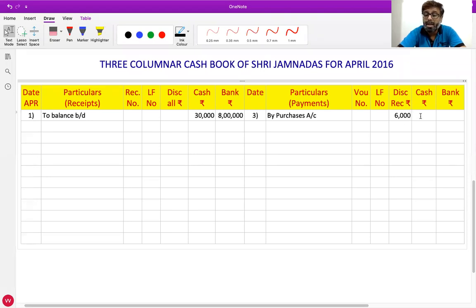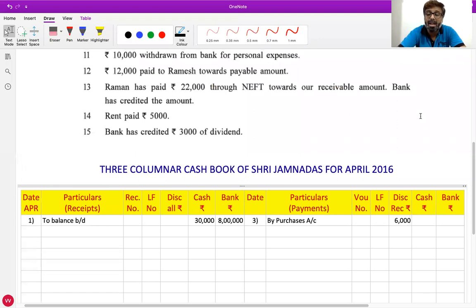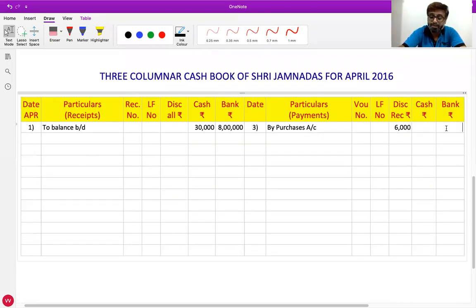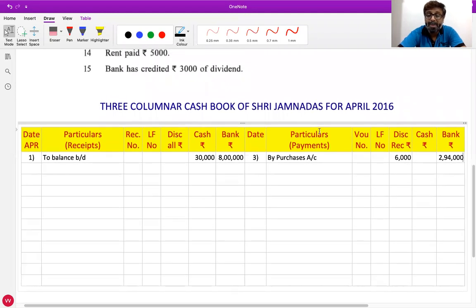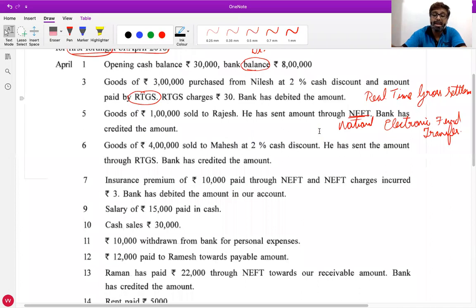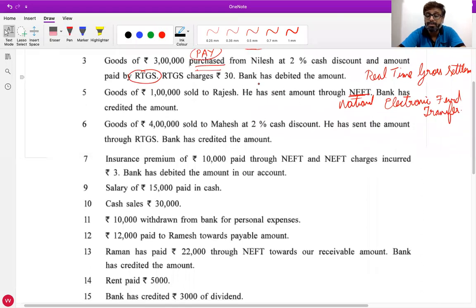Now press minus and equal to in the calculator. 2,94,000. So after deducting the discount, 2,94,000 is clear to everyone? Okay. Now the other way around, tell me, if you purchase the goods, will you receive the money or pay the money? Pay the money. So it will come on the payment side. Did you understand this?